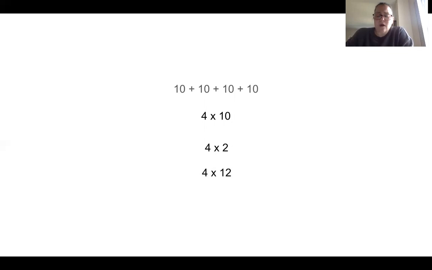12s, I don't know my 12s. But do you know 4 times 10? It's 40. And you know 4 times 2, it's 8. 10 plus 2 equals 12. So we can use those two problems to help us solve this one. 40 plus 8 equals 48. So 4 times 12 equals 48.